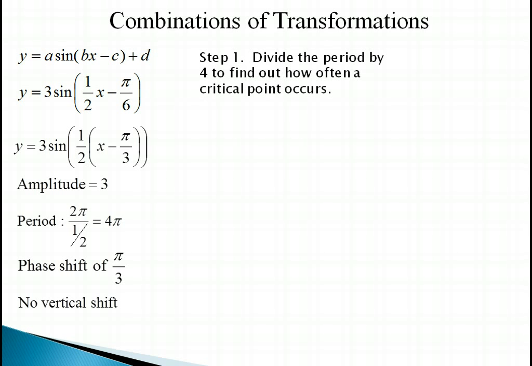Okay, so our period divided by 4 is going to tell us how often our critical points occur. So since our period was 4 pi, dividing it by 4 is going to give us pi. So every pi units, we're going to have a critical point.